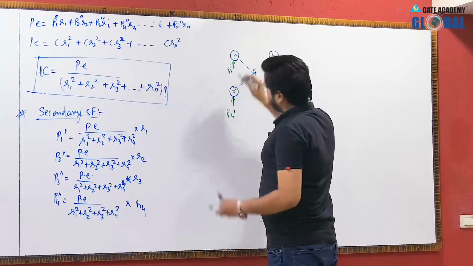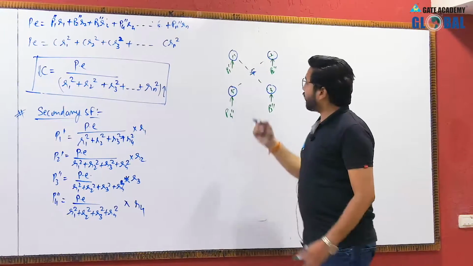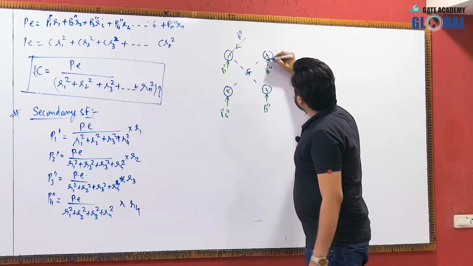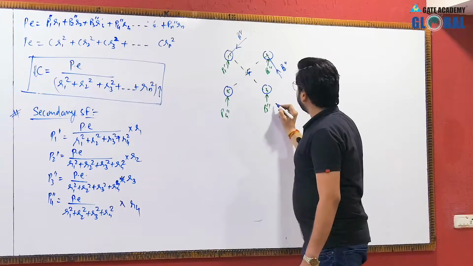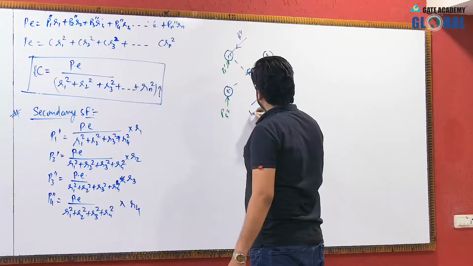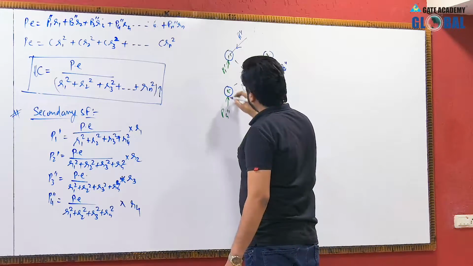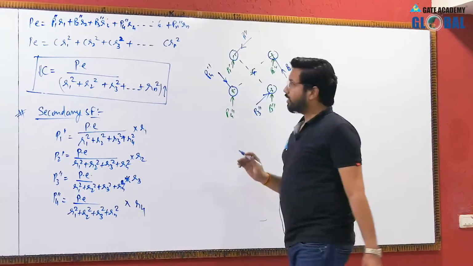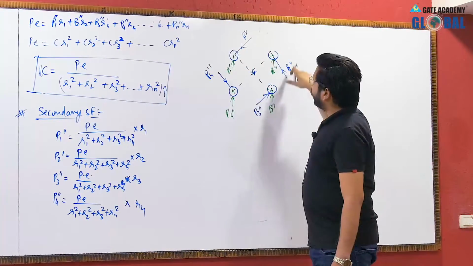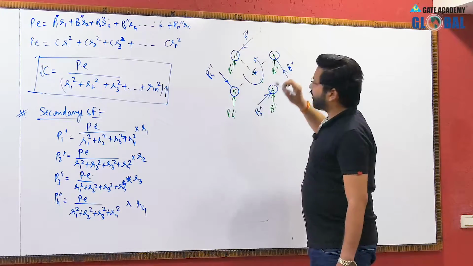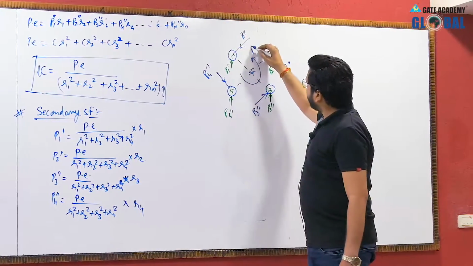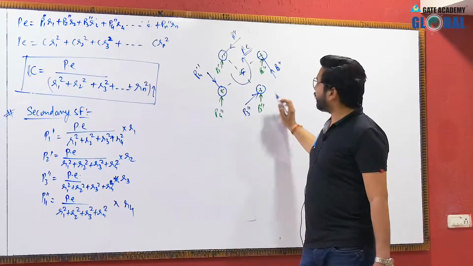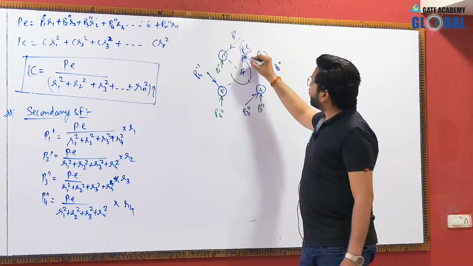So the secondary shear force will always act perpendicular to this line, so this will be P1'', this will be P2'', this will be P3'' and this will be P4''. As you can see, all these secondary shear forces are causing an anti-clockwise sense of rotation, and they will be causing a moment equal to P into E. The moment of the secondary shear force about the central axis has a magnitude of P into E.